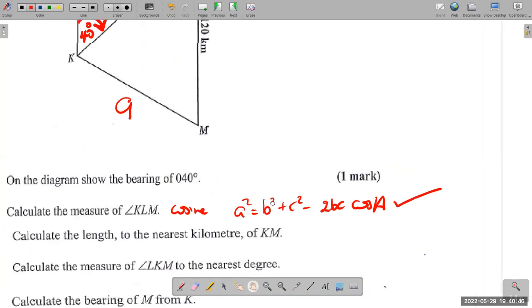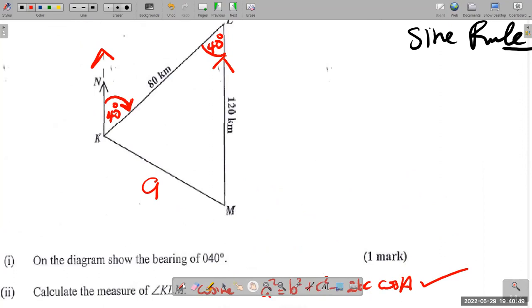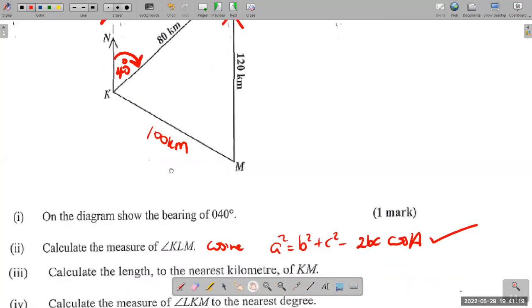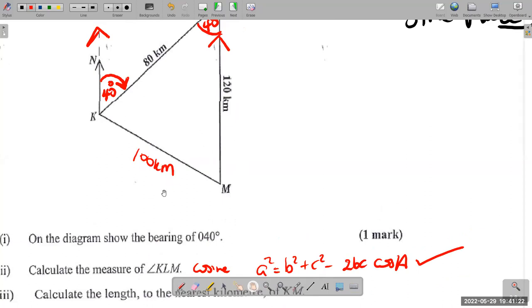All right, so I'm gonna make up an answer. Let me estimate it, give me a minute. It got to be less than 120 because 120 looks like the longest side. So I would say in between 80 and 120 is 100. So let's pretend that the answer we got is 100 km. That's not the actual answer, guys. Everybody with me? I'm just making an estimation.